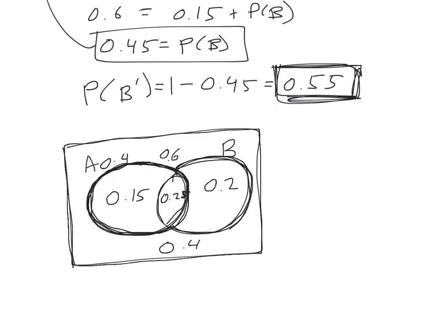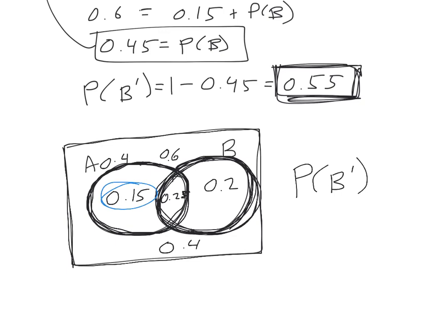So with this one, I have a completely filled in Venn diagram, and so when the question asks, what's the probability of not B? I just look at it and say, well, wait a minute. If this is B, if that's B, then not B, the complement of B would just be all the stuff that's outside of B. When I put those two things together, I get 0.55.